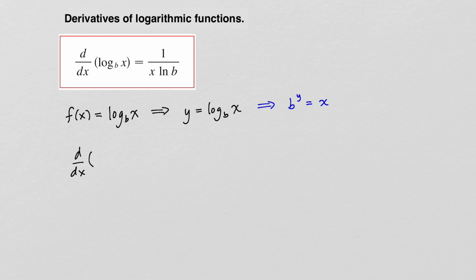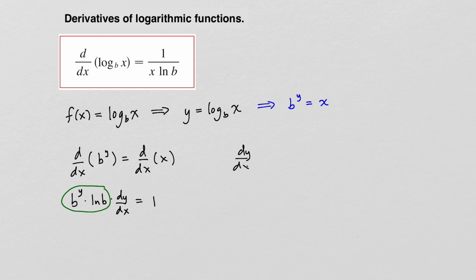So the derivative with respect to x of b to the y is equal to the derivative with respect to x of x. The derivative of b to the y is b to the y times the natural log of b times the derivative of the exponent, which is dy dx. And the derivative of x is 1. So to solve for dy dx, we will divide both sides by this, and that will give us dy dx equals 1 divided by b to the y times the natural log of b.